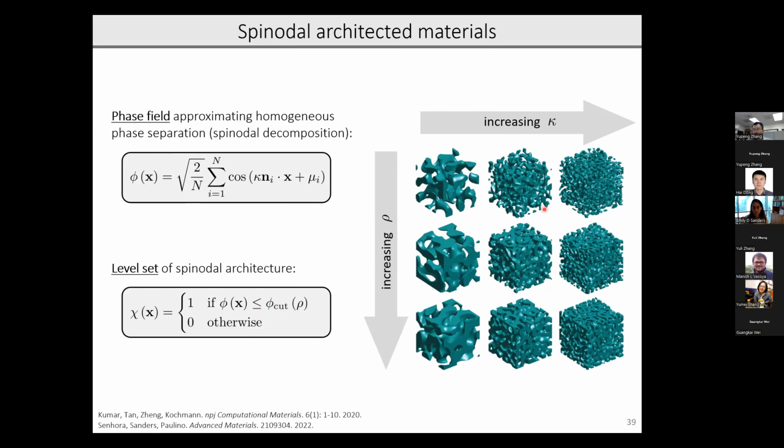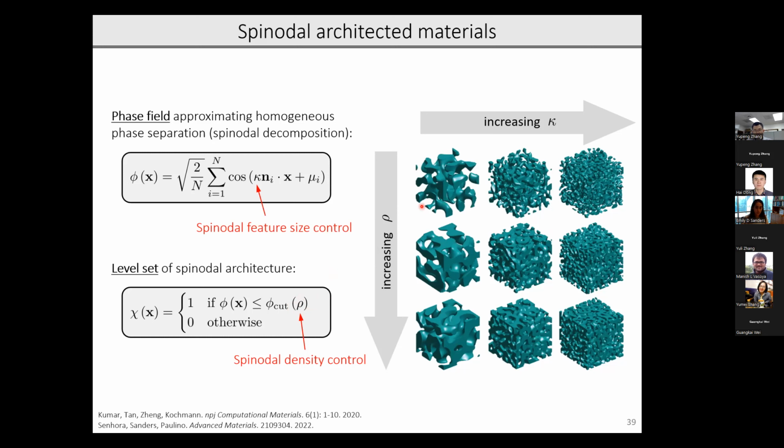Now, as you can see, we can also control some parameters, right? So here we have a parameter kappa that enables us to control the spinodal feature size. You can see with increasing kappa, the feature size of our spinodal materials reduces from left to right. We can also control the density of our spinodal architecture by controlling rho here. You can see from top to bottom, the density of the architecture increases, okay?